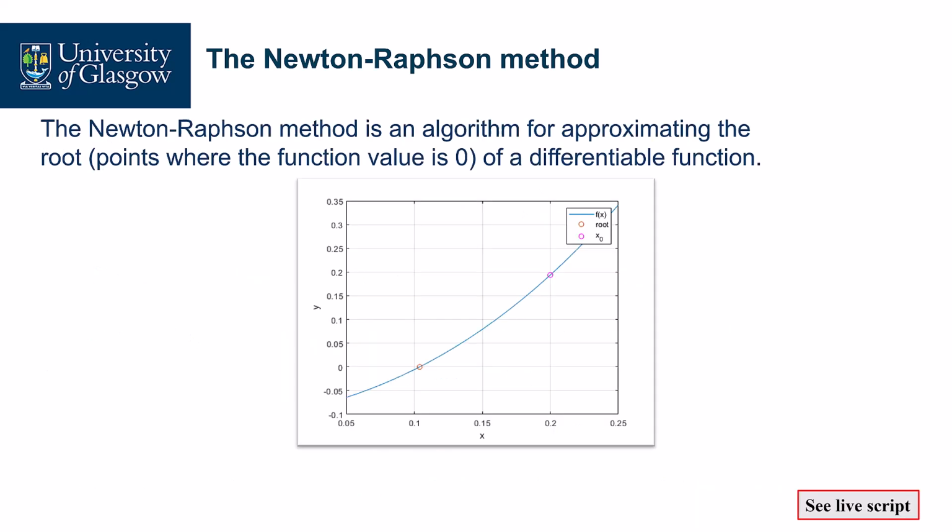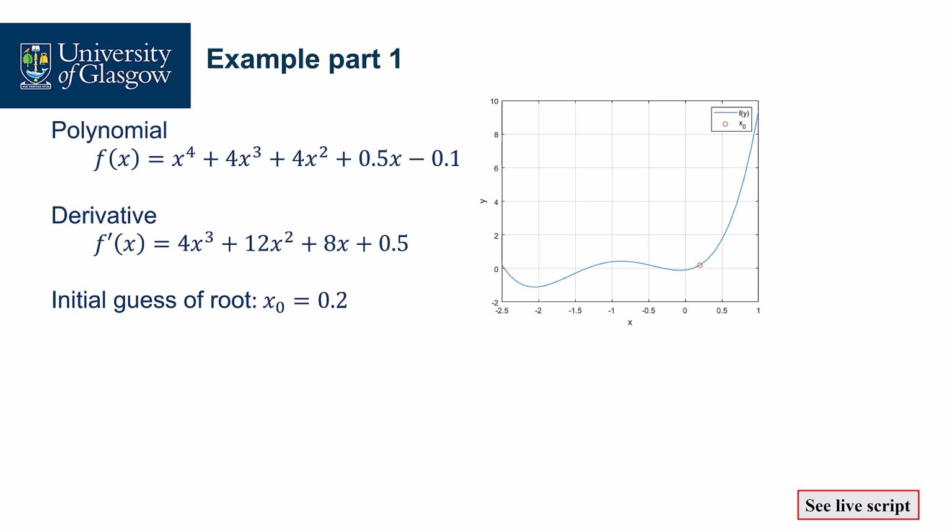So let's summarize the Newton Raphson method. This is an algorithm for approximating the root. The root is the point where the function value is 0 for a differentiable function. So for example, this. We will continue to improve the x value until we eventually get the root. So we can see here I provide the polynomial. The derivative, we can calculate it. So this is the derivative. Now we have an initial guess. We randomly pick a point, 0.2. And we can find there will be a root here, right? So it's near to it. We can see using 0.2, how many steps we need to get to the root.